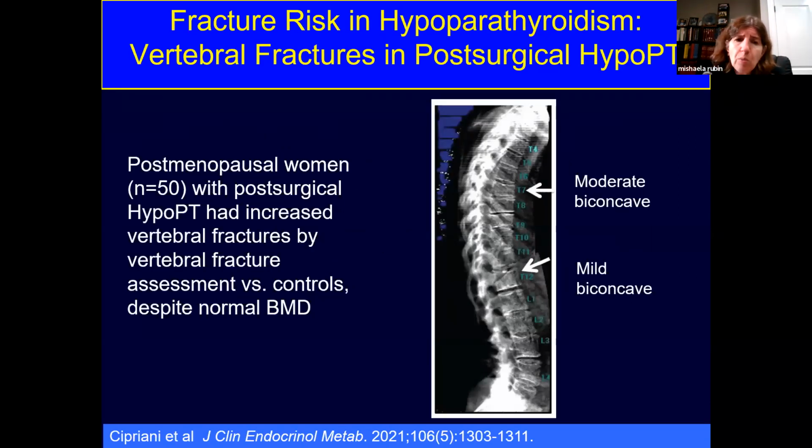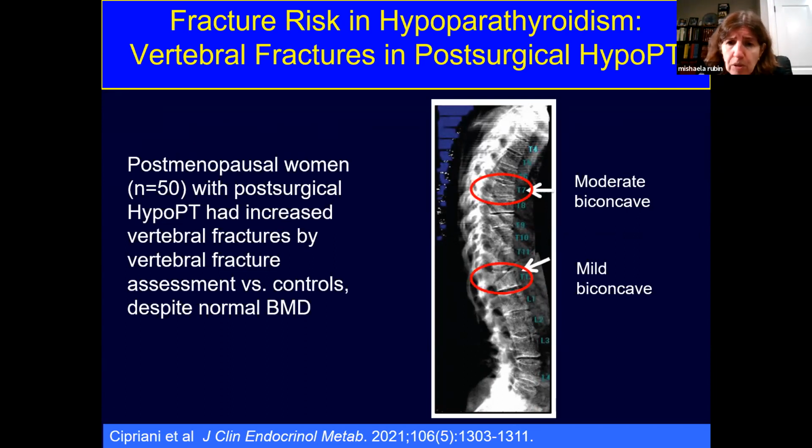Now, there are other small studies that might suggest otherwise. This was a study in 50 postmenopausal women, only post-surgical hypoparathyroid patients, and it did show, using a test called vertebral fracture analysis, which is a way of almost getting an X-ray of the spine while a patient is having their bone density done, that there was an increase in vertebral fractures in the hypoparathyroid patients as compared to the controls.